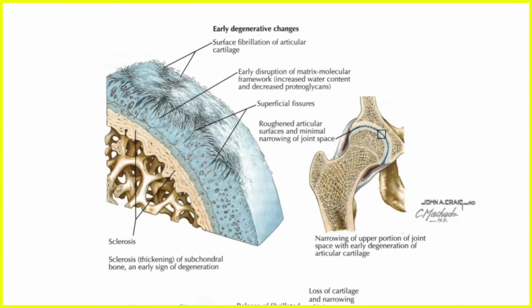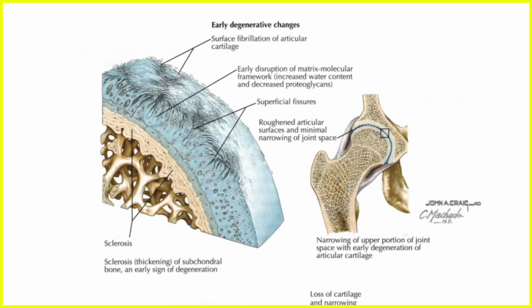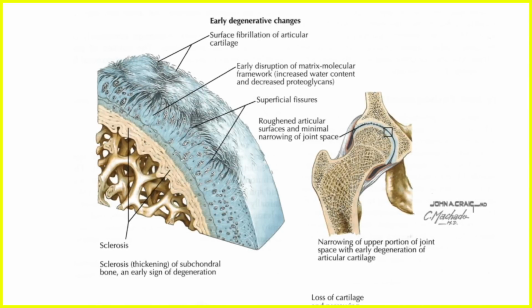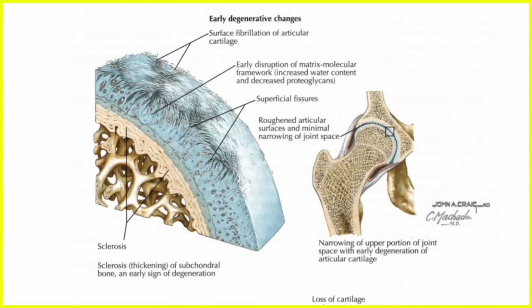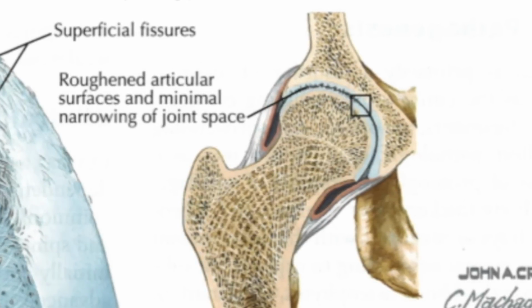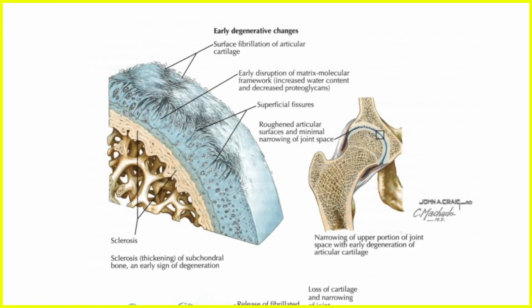This is early changes of degeneration. It's starting to get kind of hairy, and it literally is getting hairy. The cartilage is starting to break down, and the bone underneath the cartilage is starting to get thicker. Over there it's showing the hip joint, but same principle for the knee joint: the space between the two major bones in the joint is narrowing.